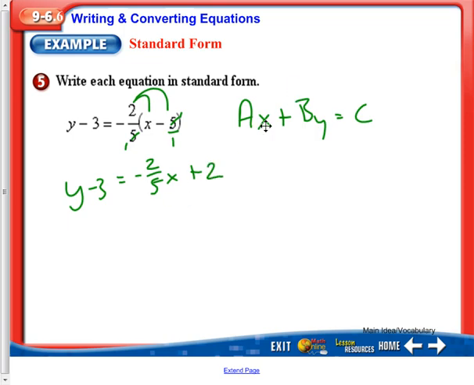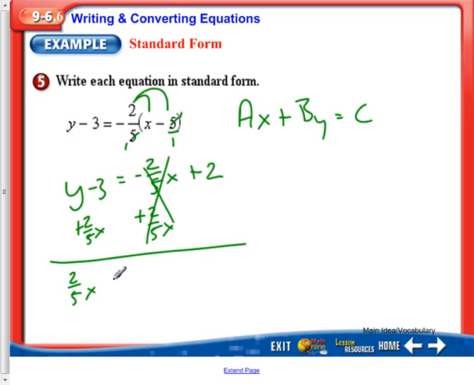So again, look at your standard form. We need our x's on the left. We need the constants on the right. So we're going to have to move this -3 over here, and we're going to have to move this -2/5 x over there. Let's start with the x expression. So we have plus 2/5 x on both sides. This is going to be gone. We're going to have 2/5 x plus y minus 3 equals 2.